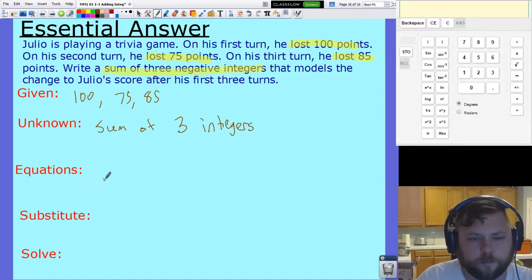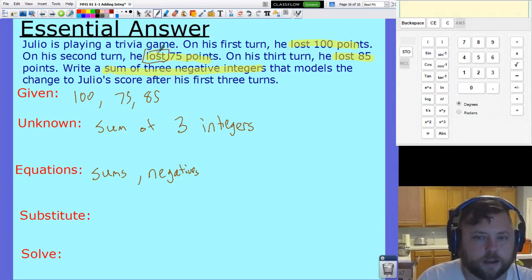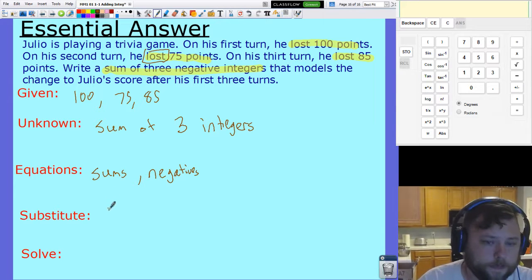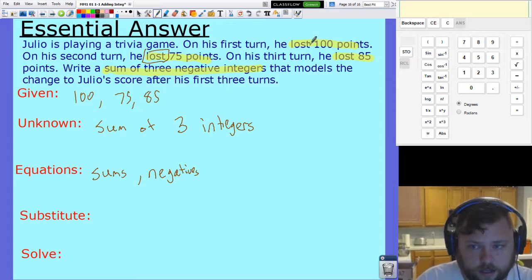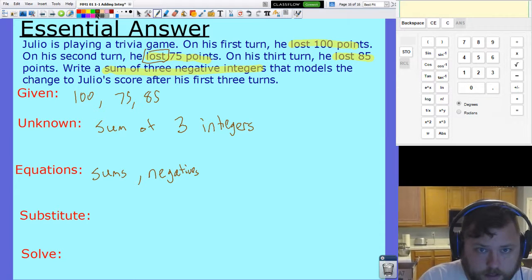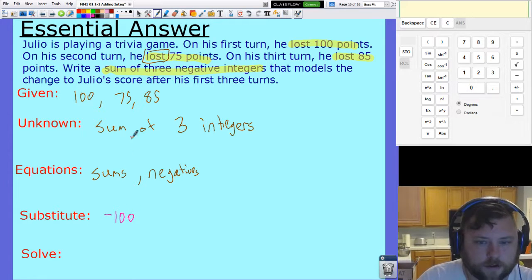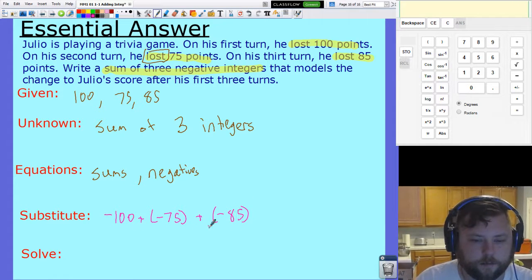What's an equation? What kind of math are you going to use? Well, you're doing sums. You're probably dealing with some negatives, and you can realize that because you're talking about losing money, and losing money usually goes in the negative. Now, substitute or just set up an equation. If he lost money 3 times, that means he's going to get negative money 3 times. So negative 100 is the first one, negative 75 is the second one, and negative 85 is the third one. So here's the setup. Now we have to solve this.